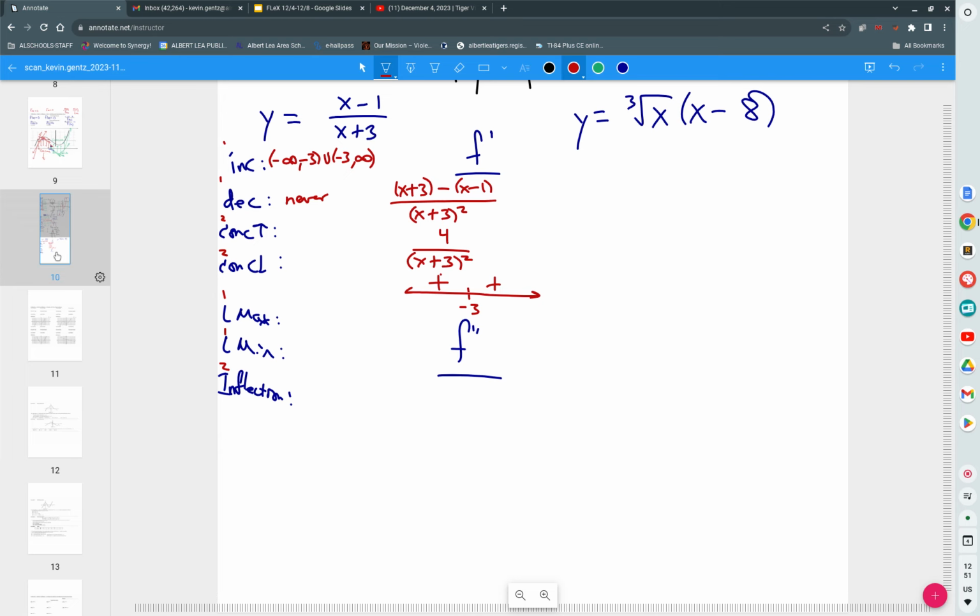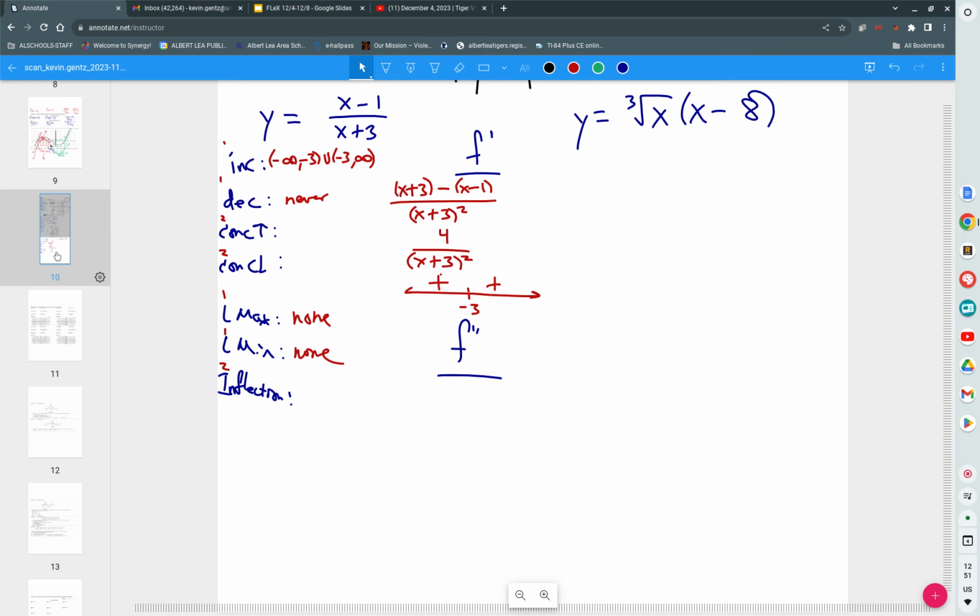Okay. A local max happens when the first derivative changes from positive to negative, right? Does this ever change from positive to negative? No. So there is no local max. Local min happens where it changes from negative to positive. Does that ever happen? No. So there is no local max or local min. All right, we learned what we can learn from our first derivative.